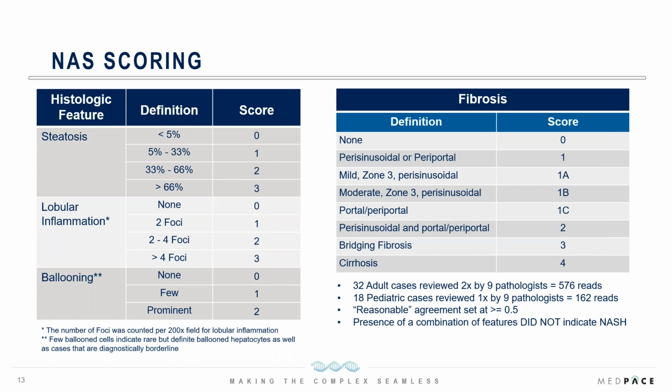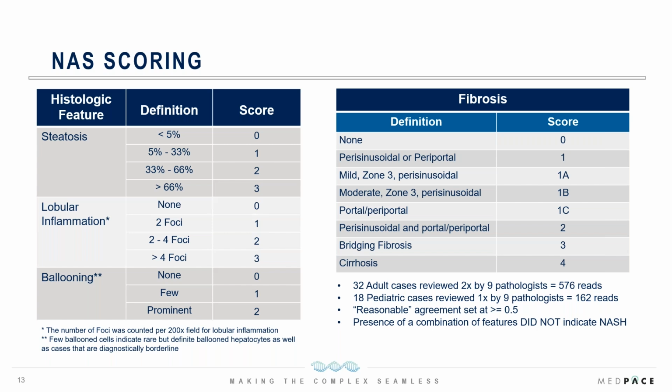So they had the 32 adult cases read by 9 pathologists for a total of 576 reads, and 18 pediatric cases read one time by the 9 pathologists for 162. So a lot less, I think, than what we're seeing these days in many of our clinical trials, our phase 2 studies certainly. And they agreed that a reasonable agreement between pathologists would be set at a kappa of about 0.5.